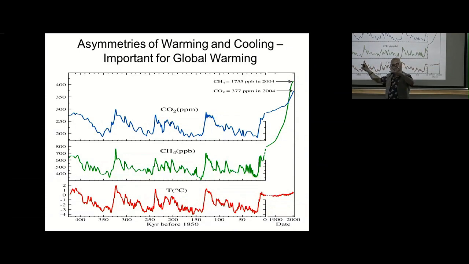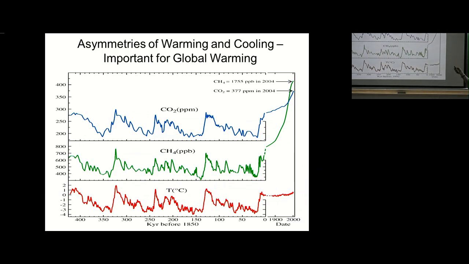So if the tilt changed, ellipticity of the orbit changed, or the precession changed, the amount of energy being received would change. So temperature would respond first, and then that would somehow change the amount of ice cover or vegetation or some other thing in the ocean and so on, and it would change carbon dioxide and methane, and then the three would almost go together for some time, and then there will be another orbital change and so on.